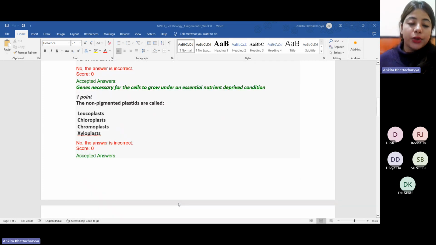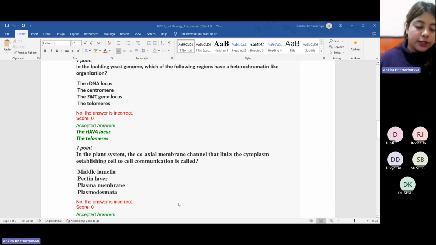Then coming to the plastids. The non-pigmented plastids are called. So we only talked about chloroplasts today, but there are different types of plastids within the cell. The options here are leucoplasts, chloroplasts, chromoplasts, and xyloplasts. Among these, leucoplasts are the colorless or non-pigmented plastids, whereas chloroplasts will have chlorophyll. Chromoplasts can have red, orange, or yellow pigments, depending on the type of pigment they are carrying, and therefore their coloration changes accordingly. Therefore, the correct answer to this question is leucoplasts.